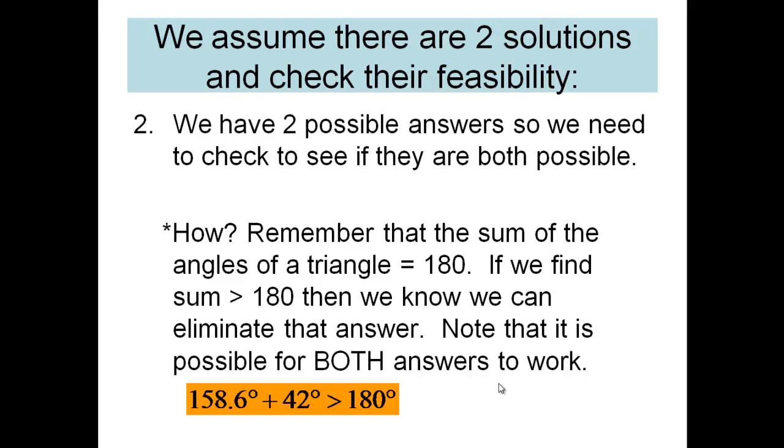So the two angles that we knew were 42 from our original problem, and the one we just found, the possible 158.6. Well, if I add this second possible angle and the angle I already knew from the problem, they already are greater than 180. So there's no way there could be a third angle that would make this triangle work. This tells us that there's only one solution in this problem.